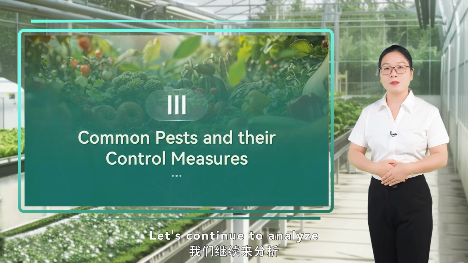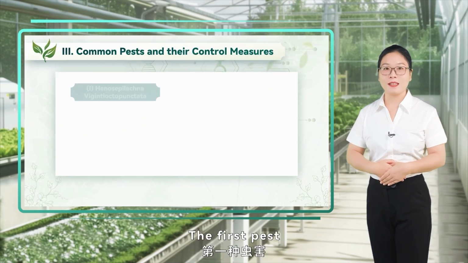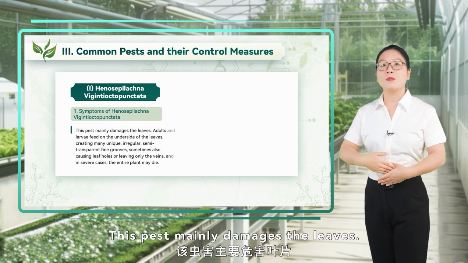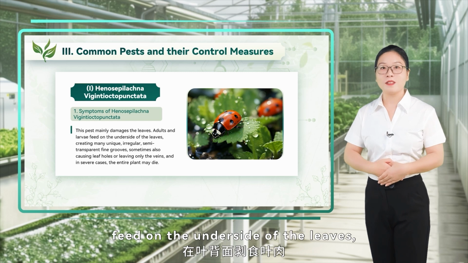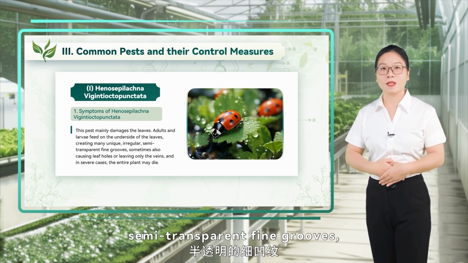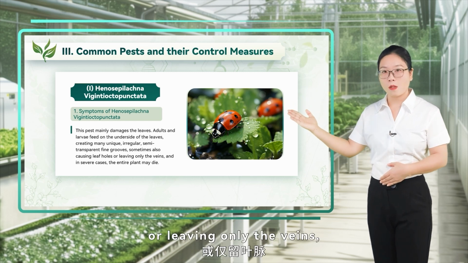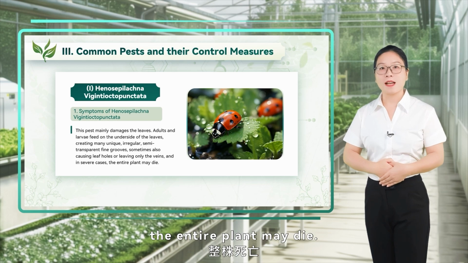Let's continue to analyze common pests and their control measures. The first pest is Henocephalacna vigentiacta. This pest mainly damages the leaves. Adults and larvae feed on the underside of the leaves, creating many unique, irregular, semi-transparent fine grooves, sometimes also causing leaf holes or leaving only the veins, and in severe cases, the entire plant may die.